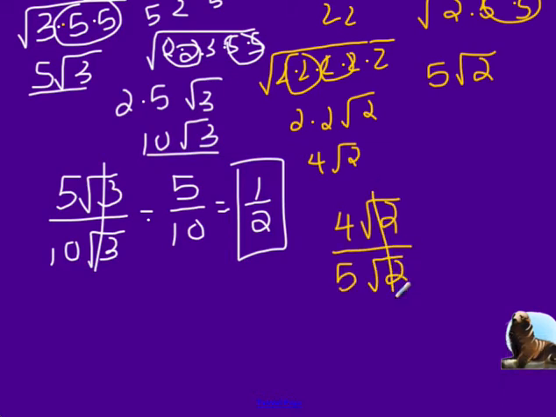So then you can take the square roots of 2 and cancel them out, and then you're left with 4 over 5. So 4/5 is the final answer for number 2. Next, let's go ahead and take a look at 3 and 4.